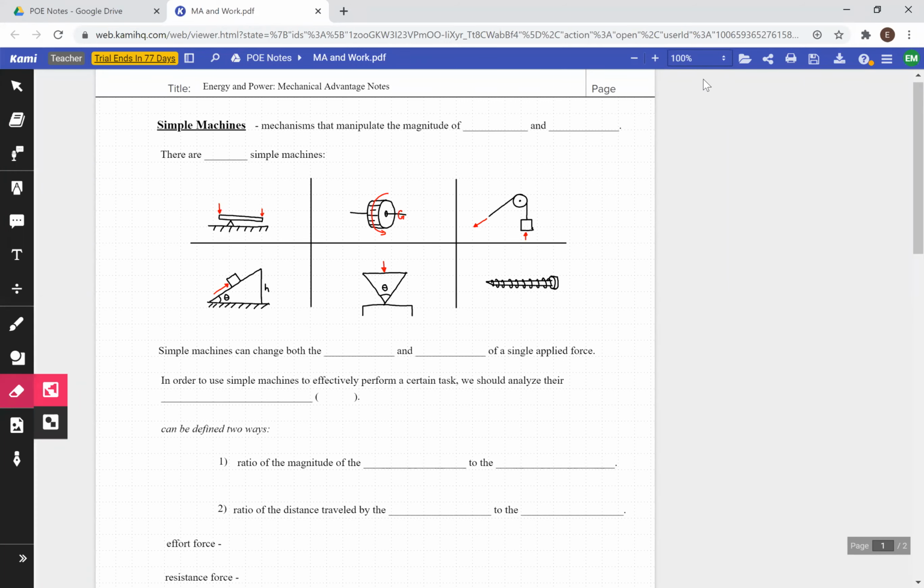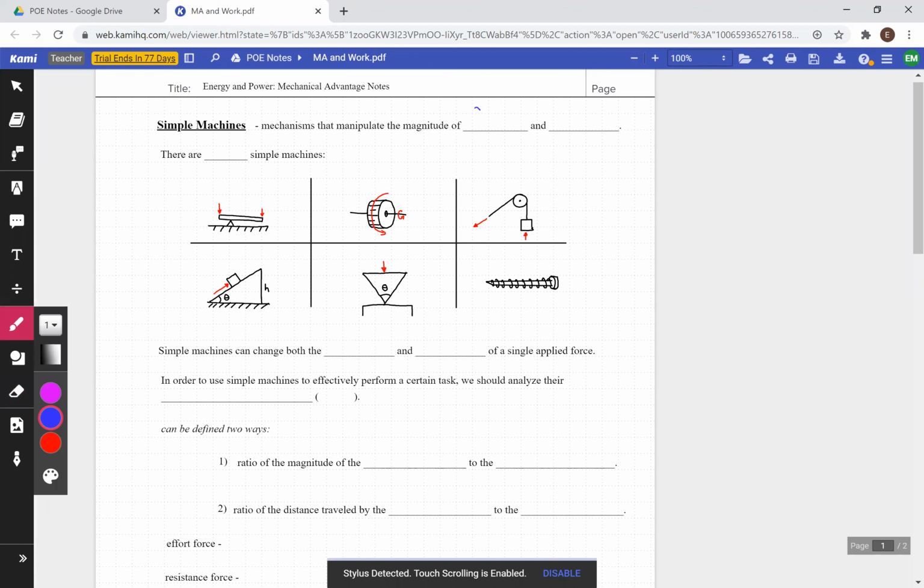Okay, so today we're going to start going into our first unit, which is energy and power. We're going to start things off pretty basic by looking at simple machines and how we can use those to build more complex systems. So simple machines are basically just mechanisms that manipulate the magnitude of force and distance. However much force or distance we're putting into a system, a simple machine can change that.